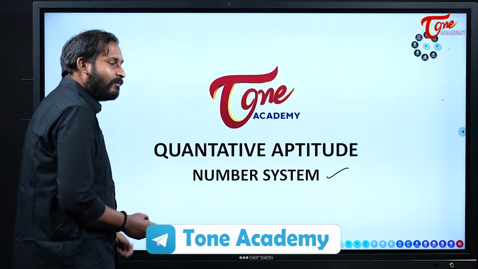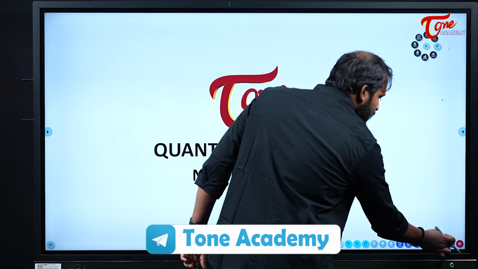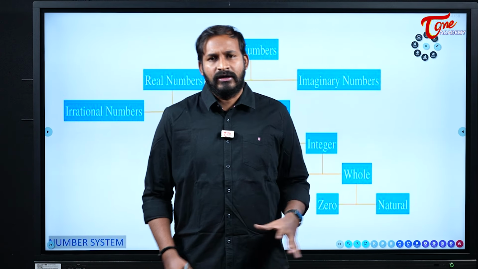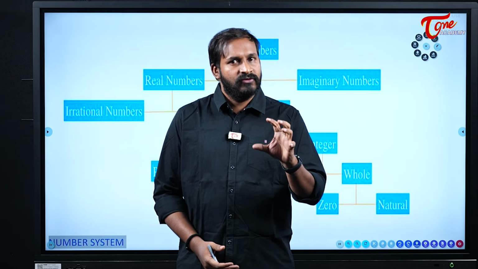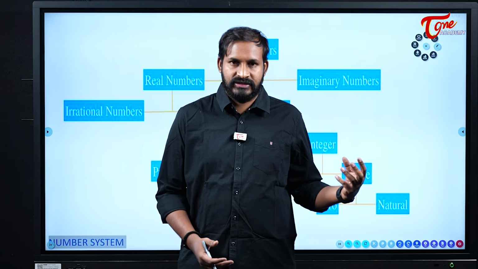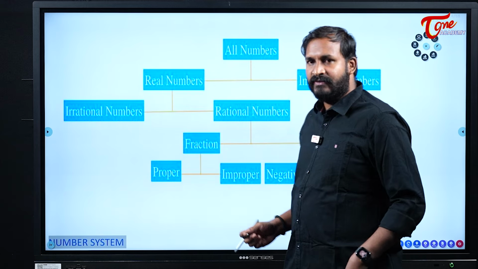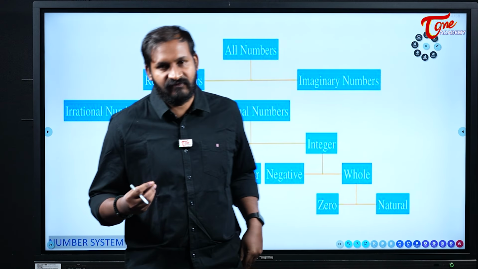Number system is the most important and basic thing for us in the entire quantitative aptitude portion. If you are really good in number system, then later we can easily solve all the remaining questions, all the remaining topics. In this number system, we will start learning from the number classification.